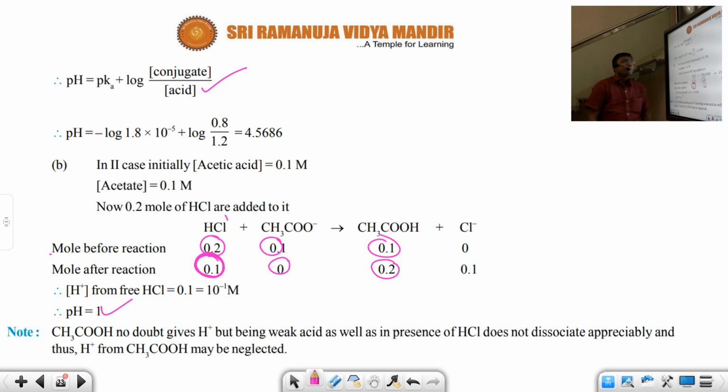So this way, with a proper understanding of the concept, the numericals in ionic equilibrium should be dealt with. I would like to take another session purely on numericals in ionic equilibrium. With that session, ionic equilibrium will be completed. So thanks for bearing with me. Have a good day.